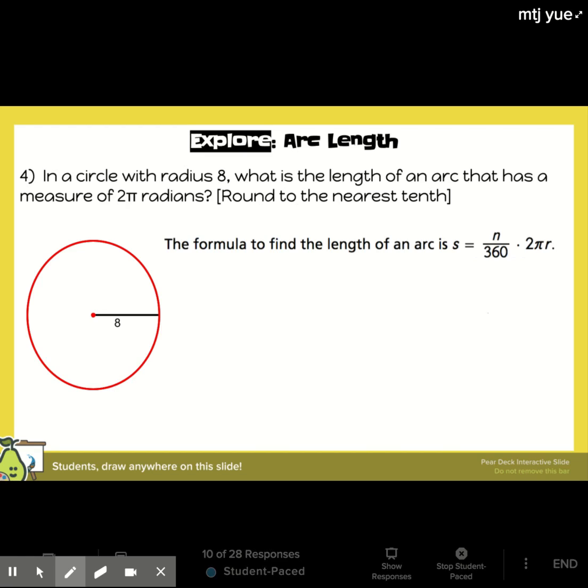Same thing here. We went over what 2 radians was. And so 2 radians will be your N. So find out, remember what degree measure that was, and put the degree measure times your radius, which is 8, and solve in terms of pi.